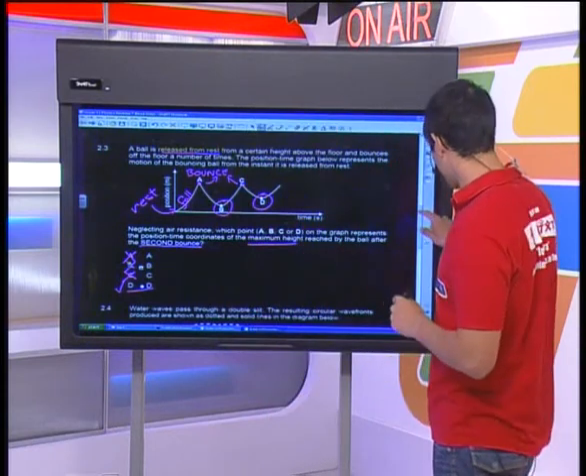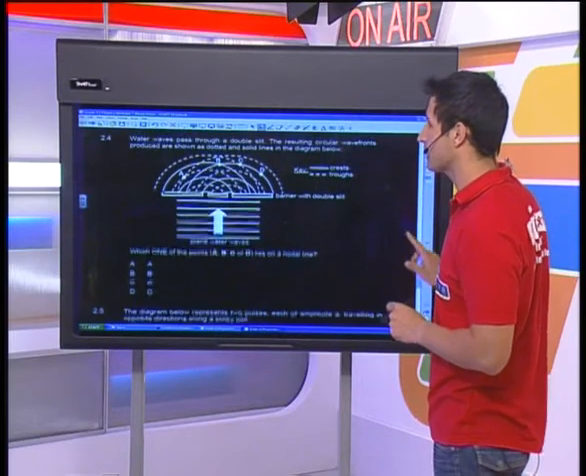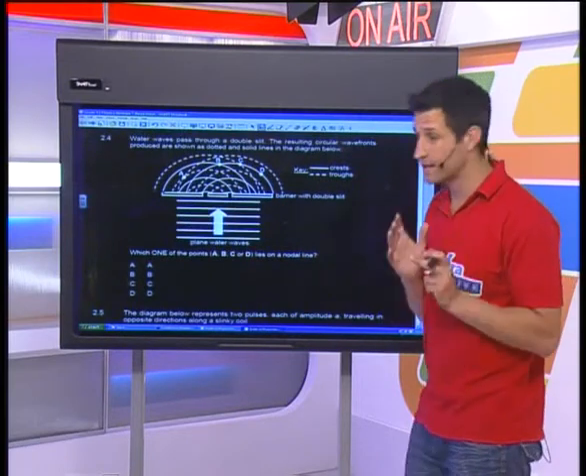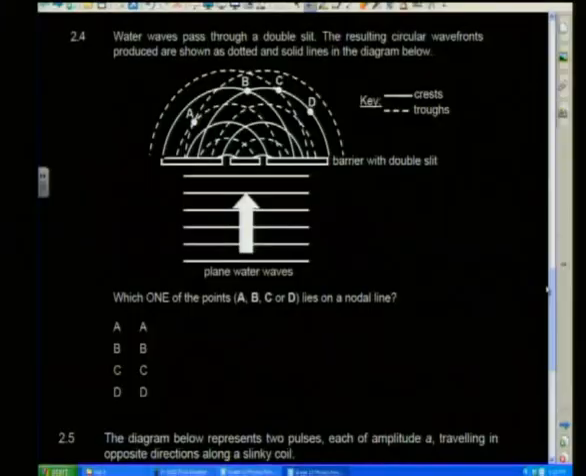Okay, we're moving on pretty well. And I think we've got time for one before we take an ad break. Okay, now this I particularly like because this is an interference pattern. Let's take a look at this. So it says water waves pass through a double slit. Let's just take a look at what they're talking about.